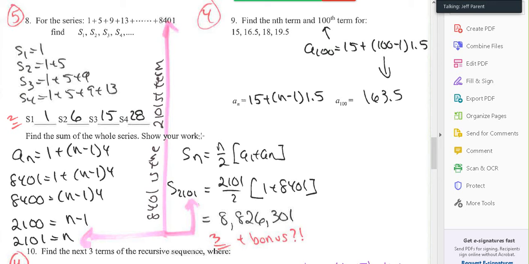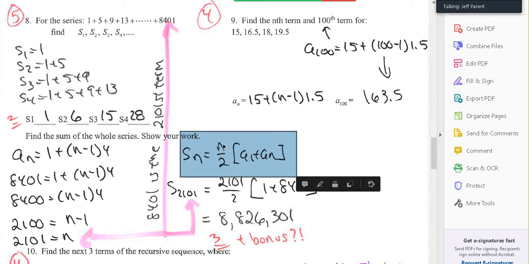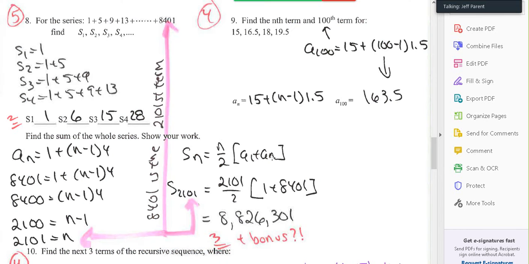The second part of this, you needed to use this formula. And to use that formula, there's one key ingredient that you're kind of missing here. We know the first term and the last term. The first term is 1, the last term is 8,401. But how do you get that this is the 2,101st term? Well, you got to fill in the general form of the equation and then replace that a sub n with 8,401 and then solve for n. That's how I got that this is the 2,101st term.